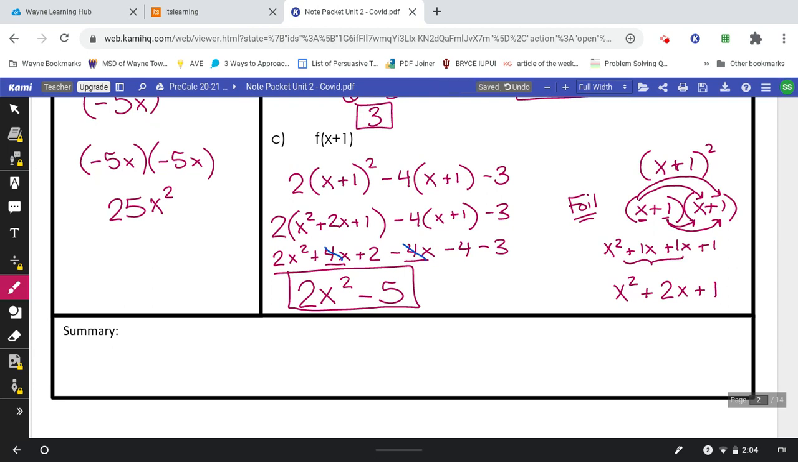The key to these problems is making sure the setup is correct and then just working very carefully to get to your right answer. All right, nice job today. If you have any questions, just let me know.